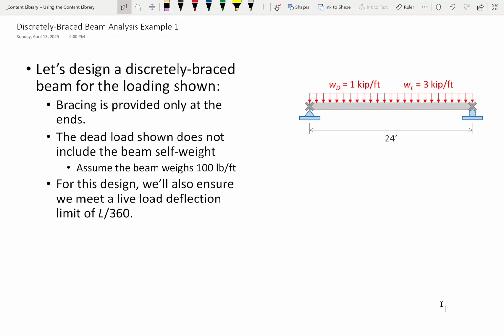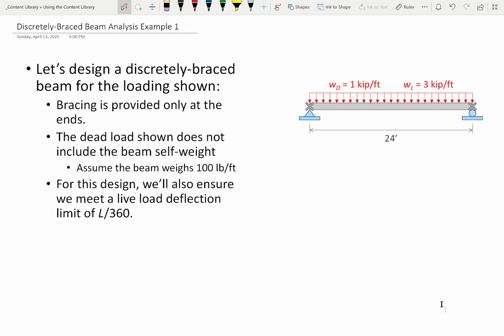So there's that. We've got a beam simply supported, uniformly distributed dead load, uniformly distributed live load. And what we're going to do is select a beam to safely resist these loads.